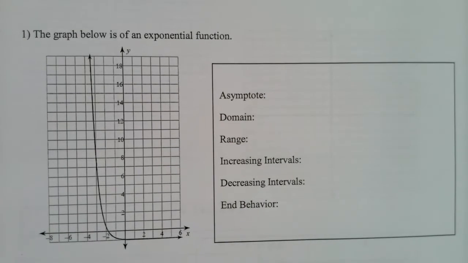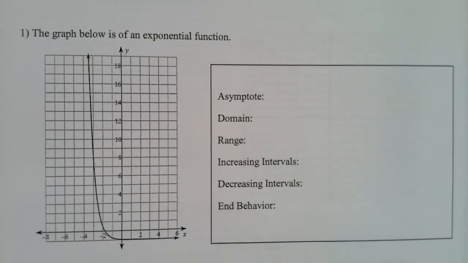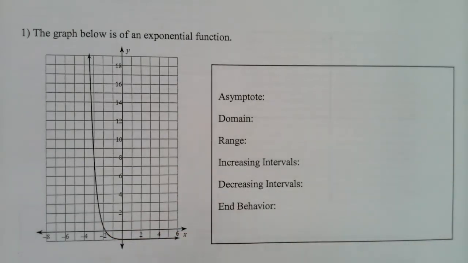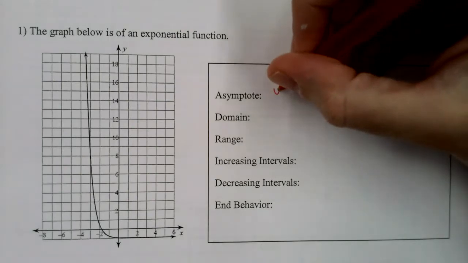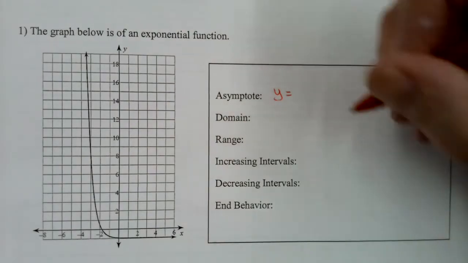Now, why am I telling you that? Am I telling you that for no reason at all? No, I'm telling you that so that way you know this one's going to have a horizontal asymptote, not a vertical asymptote, because exponential functions have horizontal asymptotes. So the horizontal asymptote, remember, it's always y equals a number for a horizontal line. So it's going to be y equals some number.